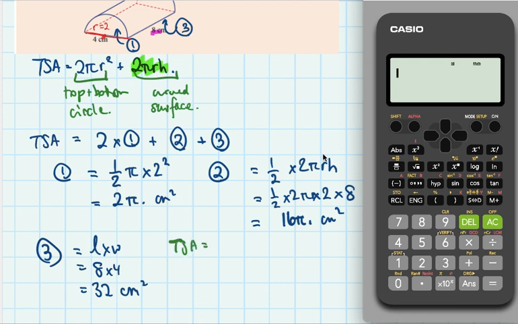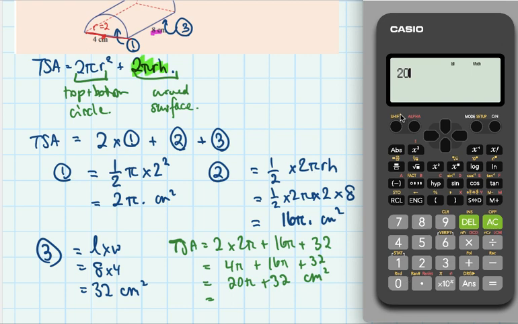2 lots of 1 plus 2 plus 3, 4 pi plus 16 pi plus 32. So the exact answer is 20 pi plus 32 centimeters squared. That's exact. Or, if we want to find it to 2 decimal places, 20 pi plus 32. Press enter, and we've got 94.83 centimeters squared. So there we go.